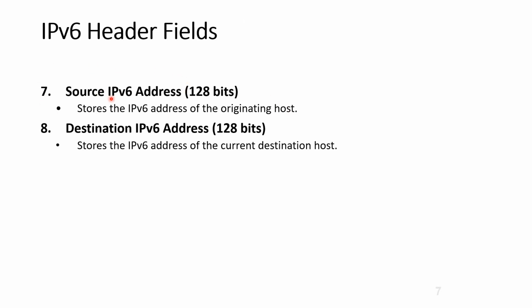Source address, 128 bits. This field contains the 128-bit IP version 6 address of the packet sender. It is used for routing the packet to the source if needed. Destination address, 128 bits. The destination address field holds the 128-bit IP version 6 address of the intended receiver. This is crucial for delivering the packet to the correct endpoint.